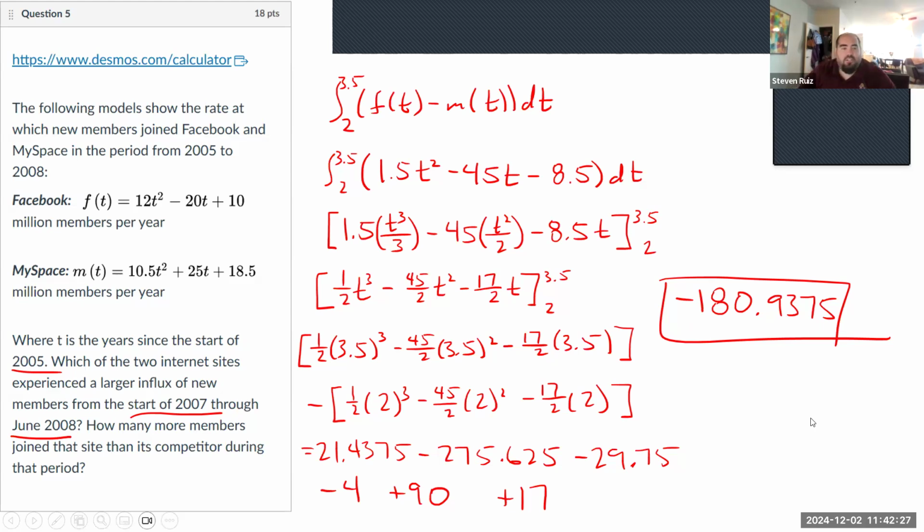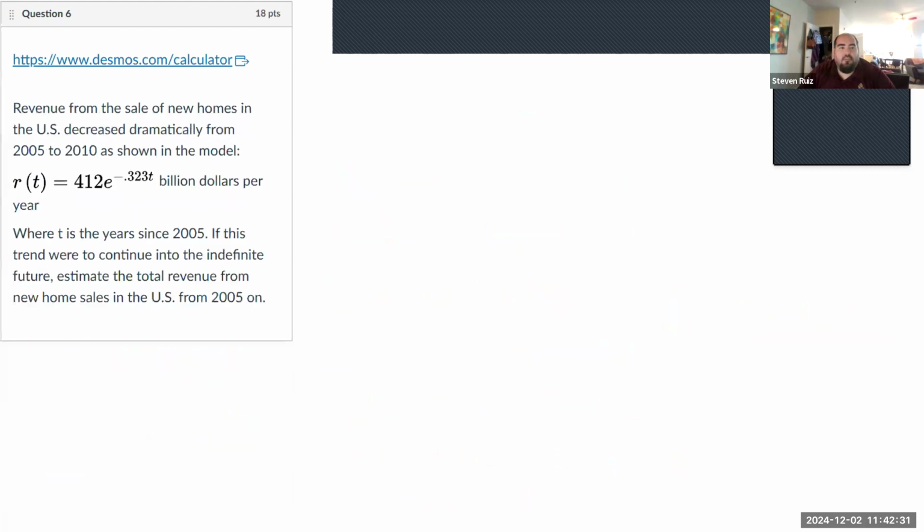All right, moving on to question 6. Revenue from the sale of new homes in the US decreased dramatically from 2005 to 2010, shown by this rate function.